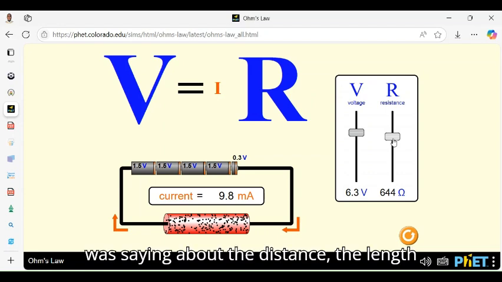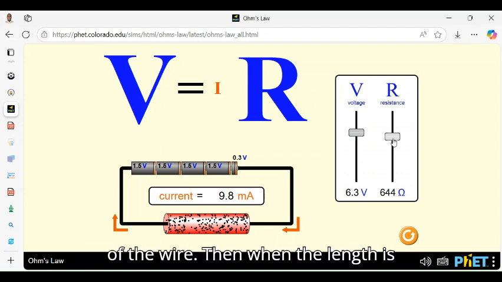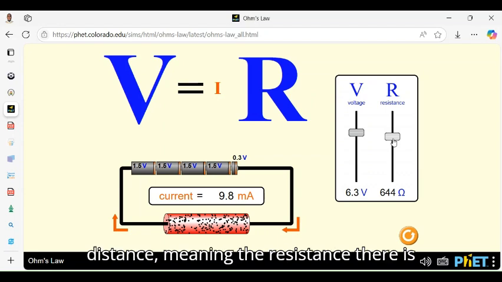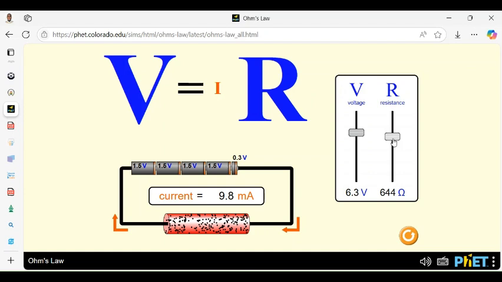I was saying about the distance, the length of the wire. When the length is long, it means current will have to flow a longer distance, meaning the resistance there is high. And when the distance is short, the current flowing is high.